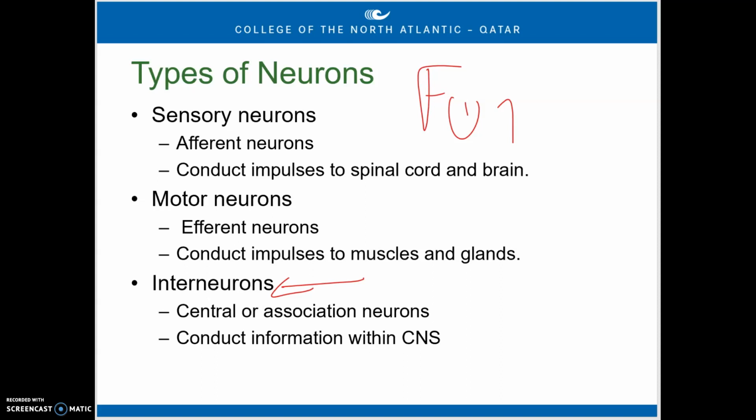Once those impulses and information are processed, the brain will send out instructions, and that will go from the interneurons to the motor neurons. So these are the neurons that leave the central nervous system, and they will take the brain's processed decisions and information from the central nervous system, the brain and spinal cord, to the effectors, which are usually muscles and glands.